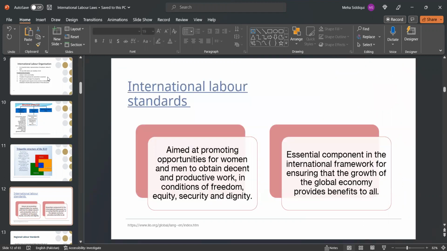International labor standards are aimed at promoting opportunities for women and men to obtain decent and productive work in conditions of freedom, equity, security, and dignity. They are an essential component in the international framework for ensuring that the growth of the global economy provides benefits to all.